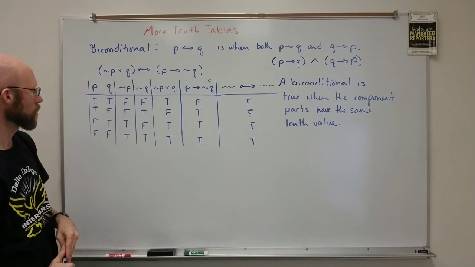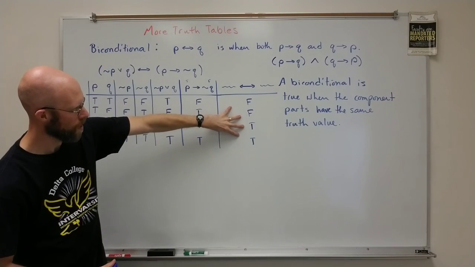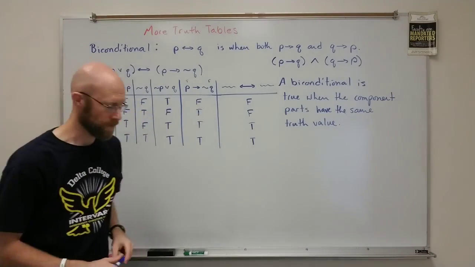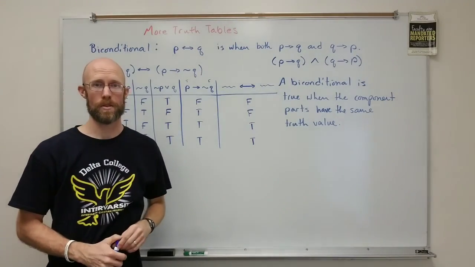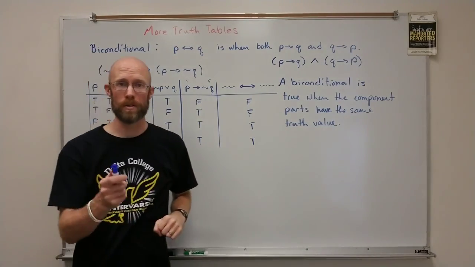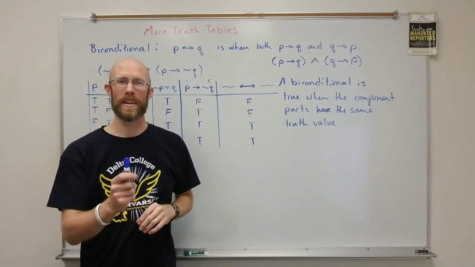Basically, what's interesting is that these four end up being exactly the same as not P. You notice that, right? And something very interesting happens when columns in the truth table are equivalent. We'll talk about that in the next section.